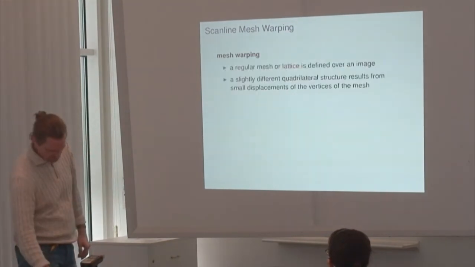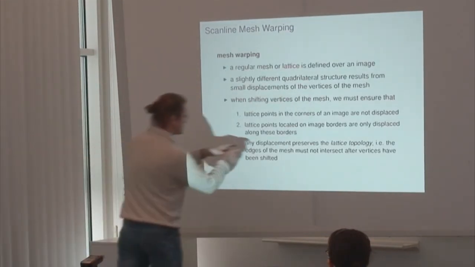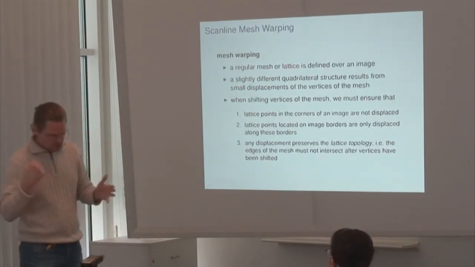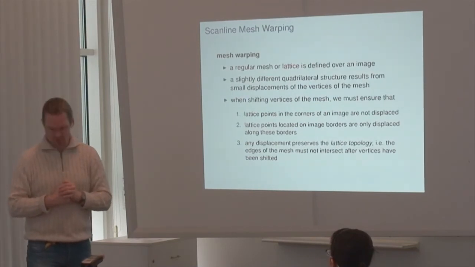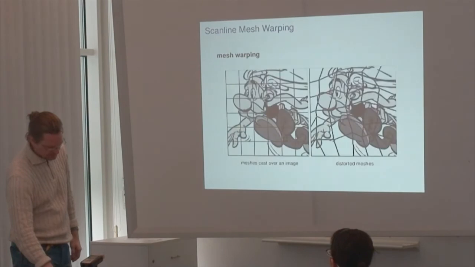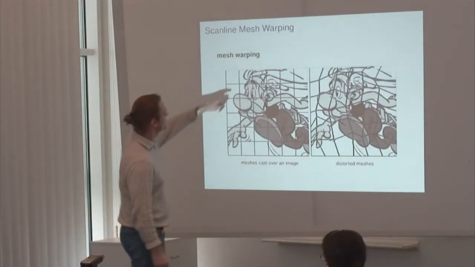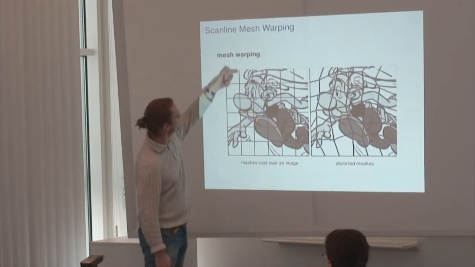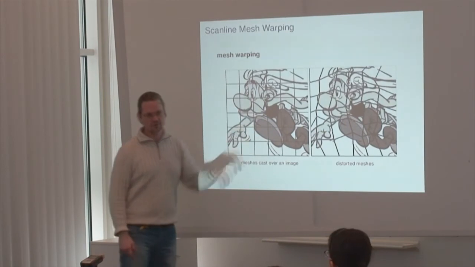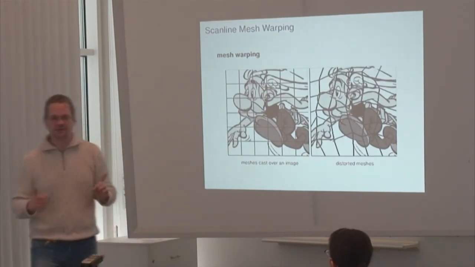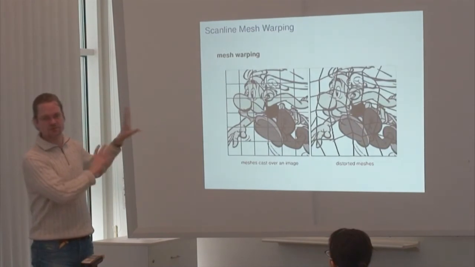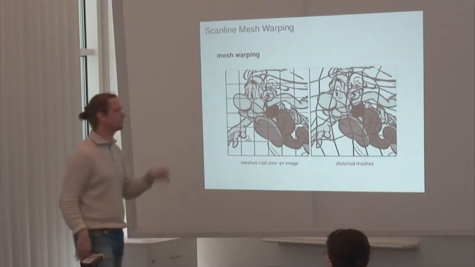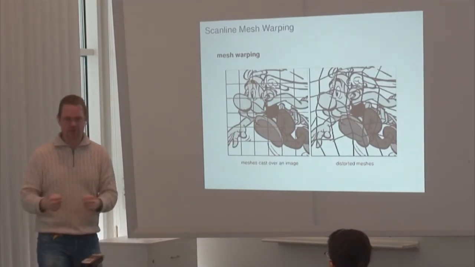The third one is that any displacement of these mesh points should preserve the lattice topology. And by that, I mean that we should not move this point over here, because then this edge would intersect with lots of other meshes. And this is something we need to avoid at all costs if we use this idea of mesh warping. Right? The first two are not really so important, but the topology has to remain the same.